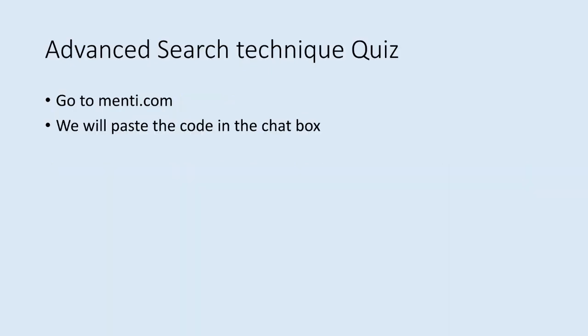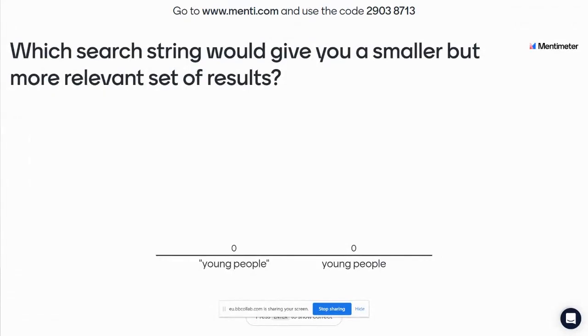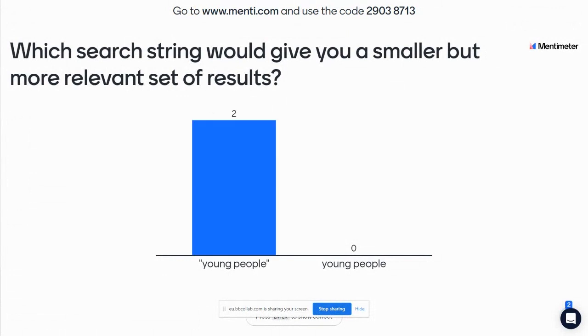Okay, so we're going to move on and have another mentee quiz now, because everybody loves a bit of mentee quiz. So just as you did before for the Boolean, the first question: which search string would give you a smaller but more relevant set of results? Young people with the quote marks, or young people without the quote marks.